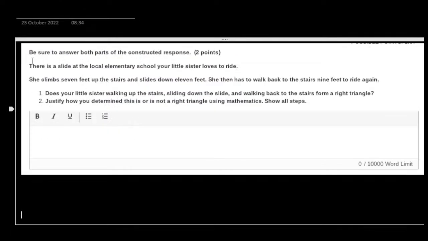Okay, and the last one, there is a slide at the local elementary school. Your little sister loves to ride. She climbs 7 feet up the stair and slides down 11 feet. She has to walk back to the stairs 9 feet to ride. Okay, this problem we have already done. So this is not a perfect right angle triangle. So these are some of the questions from Pythagoras.